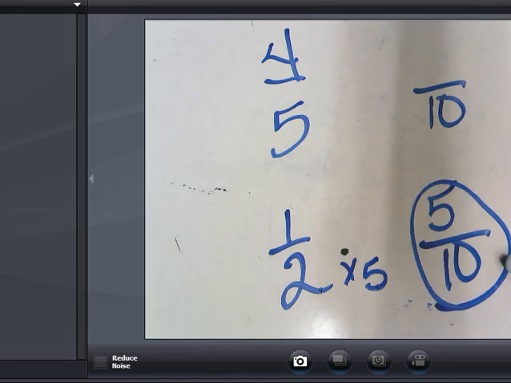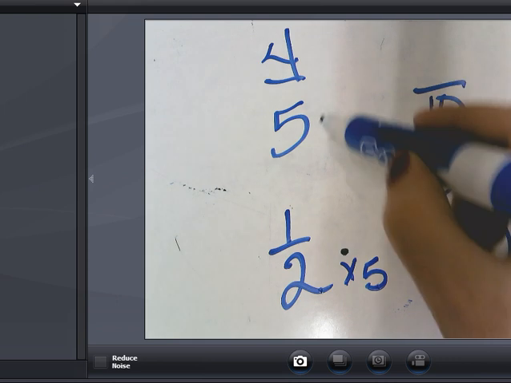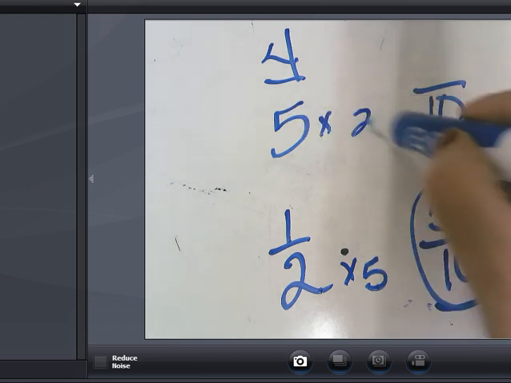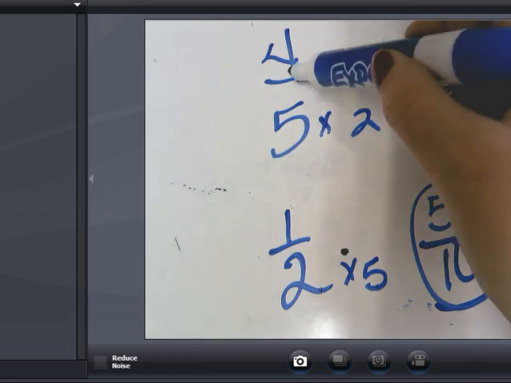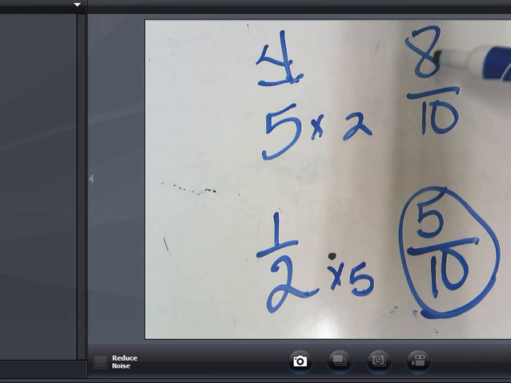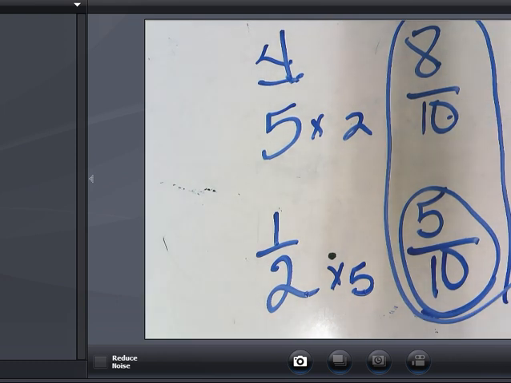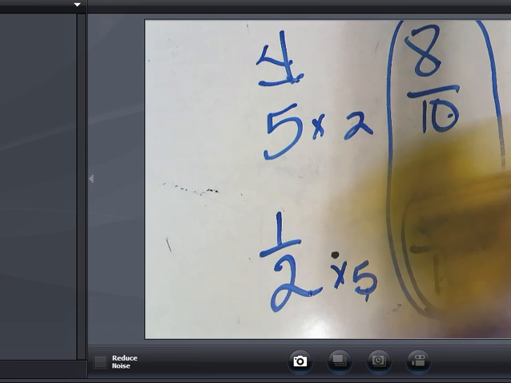So I have a common denominator there, because what did I do to get from 5 to 10? I took it times 2, so I take my numerator times 2, and I get 8/10. So right now, I made these two have a common denominator by finding the common multiple that they had in common. Okay, so let's try another one.